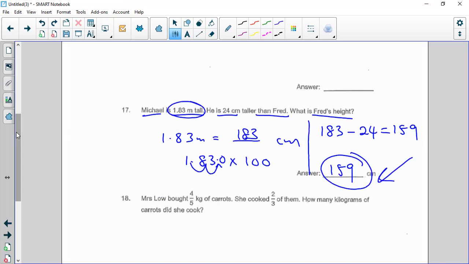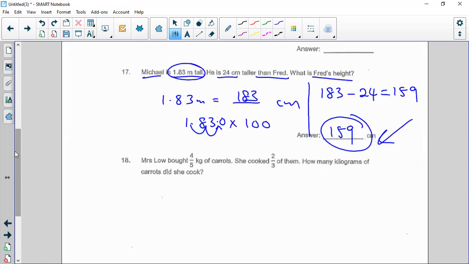So let's go on to question 18. Whoever made the mistake for this in all my groups, you have no excuse already. Mrs. Low bought 4/5 kg of carrots. She cooked 2/3 of them. So how many kilograms of carrots did she cook? Can you take the 4/5 minus 2/3?